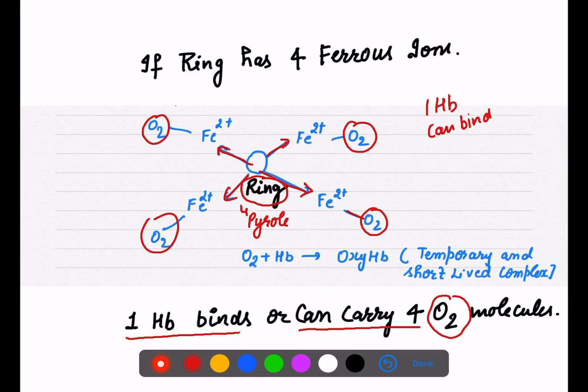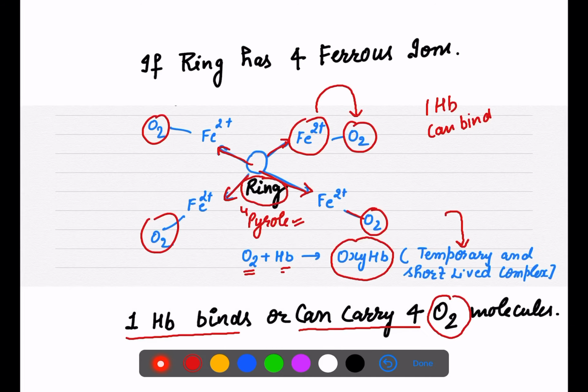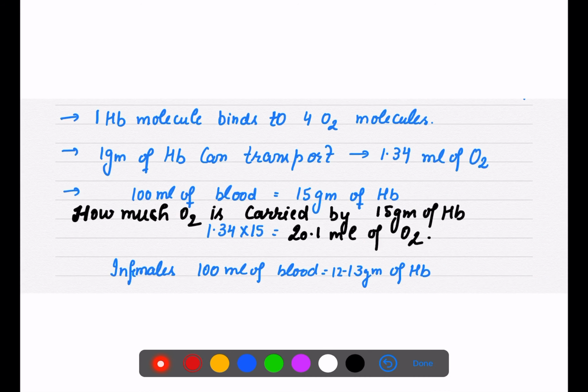What does this ring have? These pyrrole rings have ferrous ions, and these ferrous ions can bind with oxygen. So oxygen plus hemoglobin form a complex which is known as oxyhemoglobin, and this complex is temporary and short lived, but maximum 97 to 99% of oxygen is transported in this way, in the oxyhemoglobin way. One hemoglobin can bind with 4 oxygen molecules.